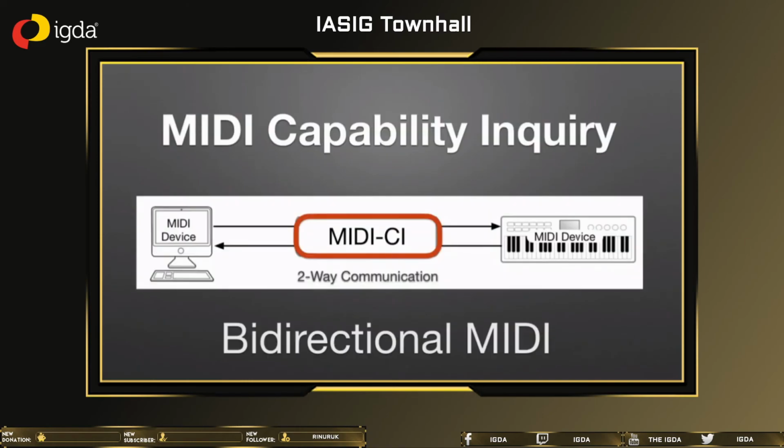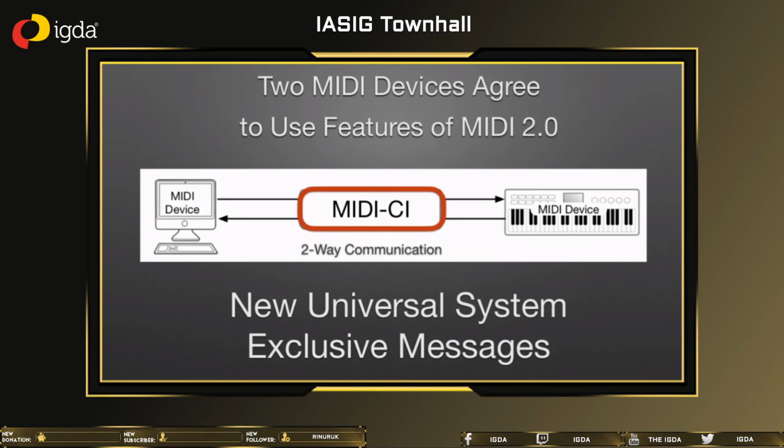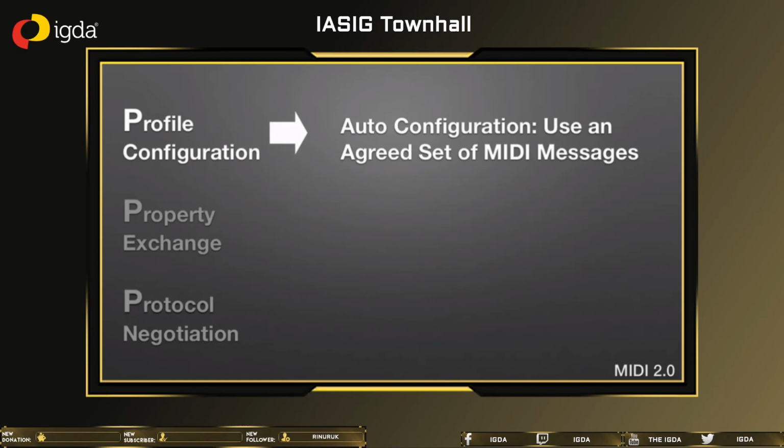So MIDI 2.0 starts with something called MIDI Capability Inquiry. And MIDI 2.0 really requires a bidirectional connection and takes advantage of a bidirectional connection. And two devices talk to each other using MIDI CI, MIDI Capability Inquiry, using system exclusive messages, and they agree on features that they want to use if they're going to use these new MIDI 2.0 features. There are the 3 Ps of MIDI 2.0 that are enabled by MIDI CI: profile configuration, property exchange, and protocol negotiation.